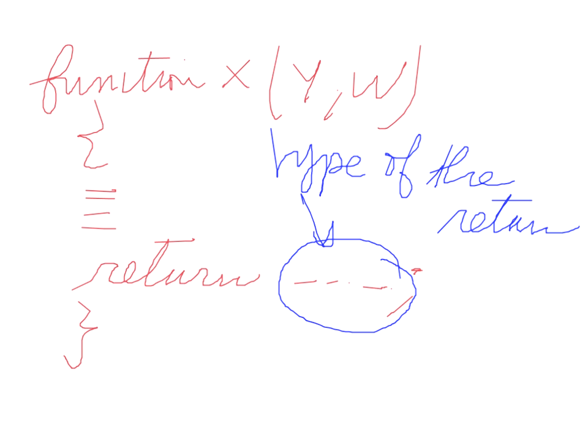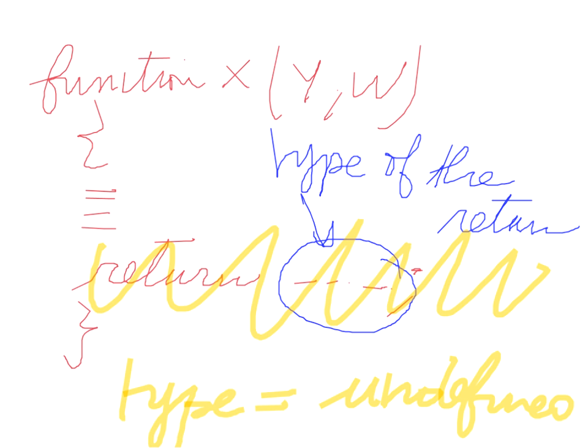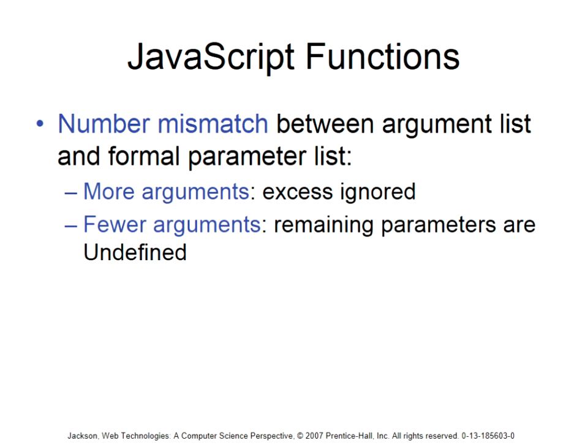Also, in a function we can omit the return statement. Here we can, for example, remove this return statement. In this case, the type of this function will be undefined. If we remove the return statement, the type will be undefined.